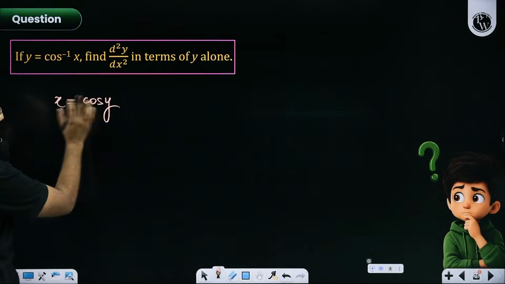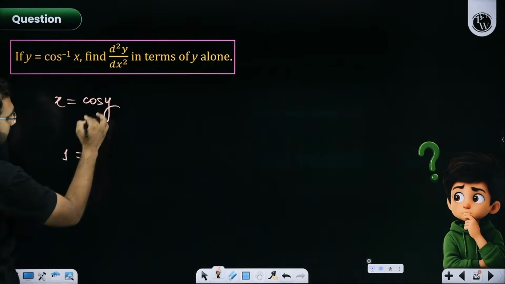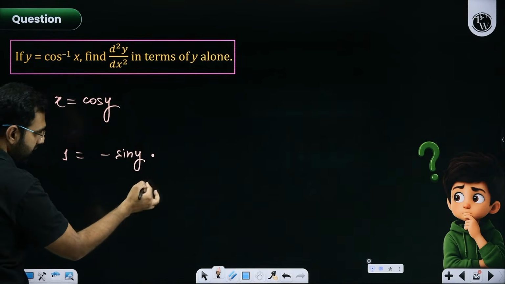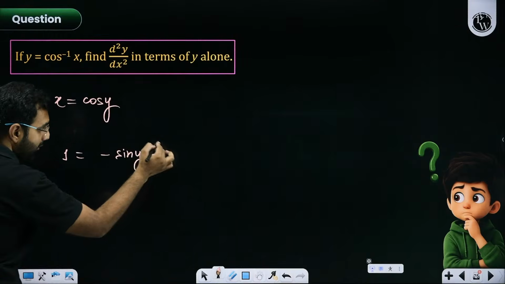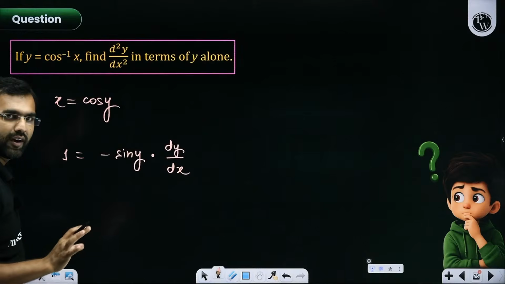Can we differentiate it with respect to x on both sides? So derivative of x is 1. Derivative of cos y is minus sin y with respect to x. So y will be differentiated with respect to x and give me dy by dx. Chain rule I have applied.